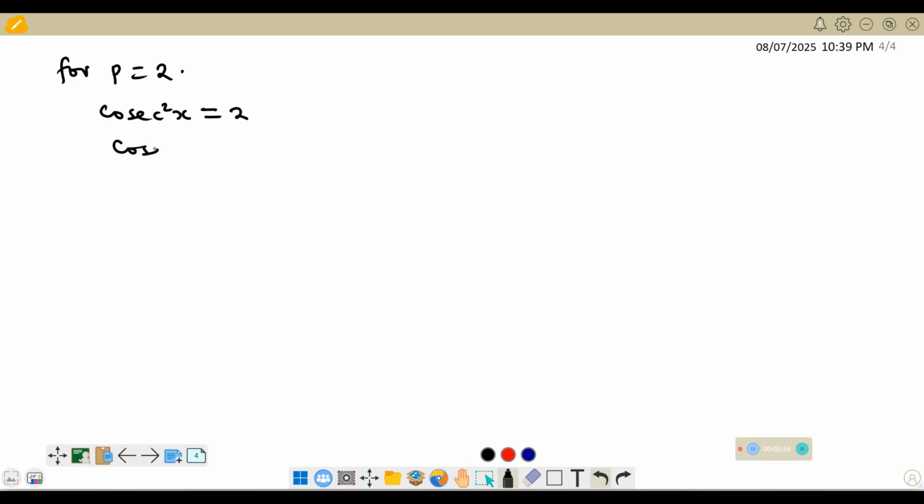So this implies that cosec of x is the same as plus or minus square root of 2, and this will imply that 1 upon sine of x is the same as plus or minus the square root of 2. So it means your sine of x will be plus or minus 1 upon the square root of 2.